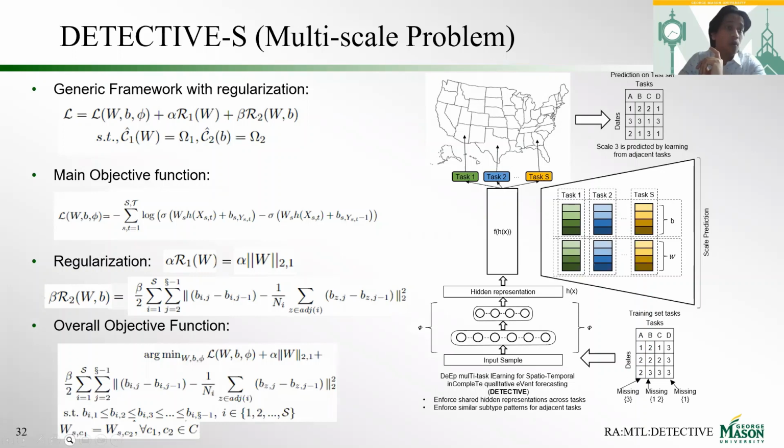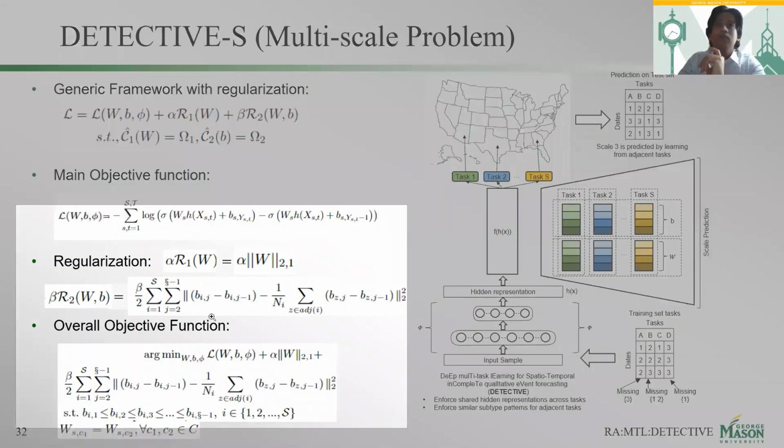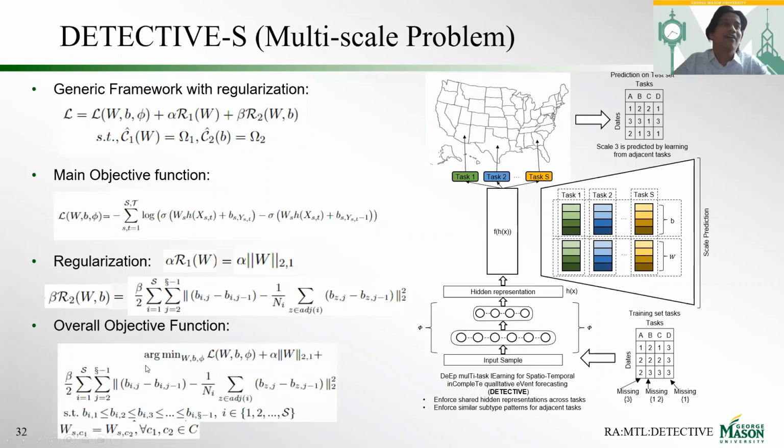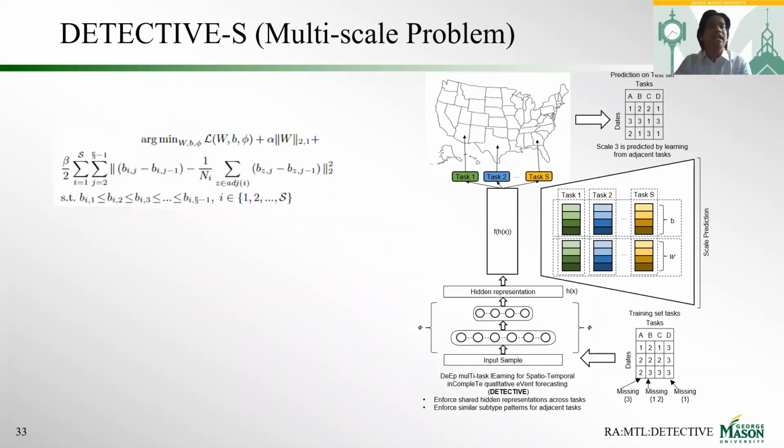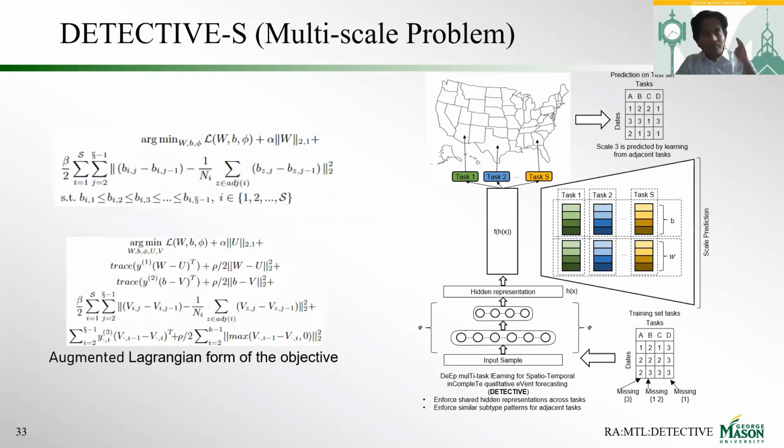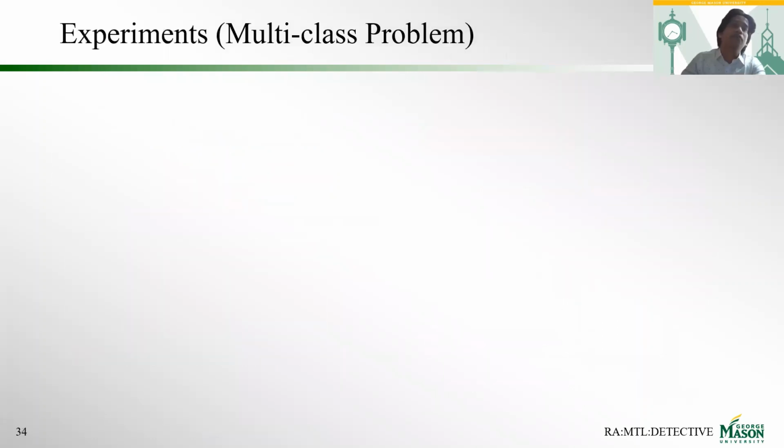One is W_S,C1 equal to W_S,C2. What does it mean? It means that we have only one weight for all types of subtypes. Another constraint we maintain is that these biases or thresholds need to maintain the ordinal relationship. In this way, you can use DetectiveS for the multi-scale problem also. And here is the augmented Lagrangian form to use ADMM to solve that.